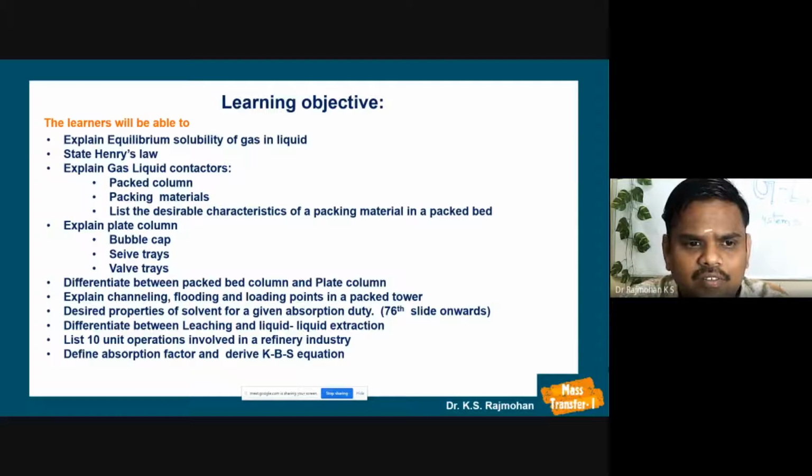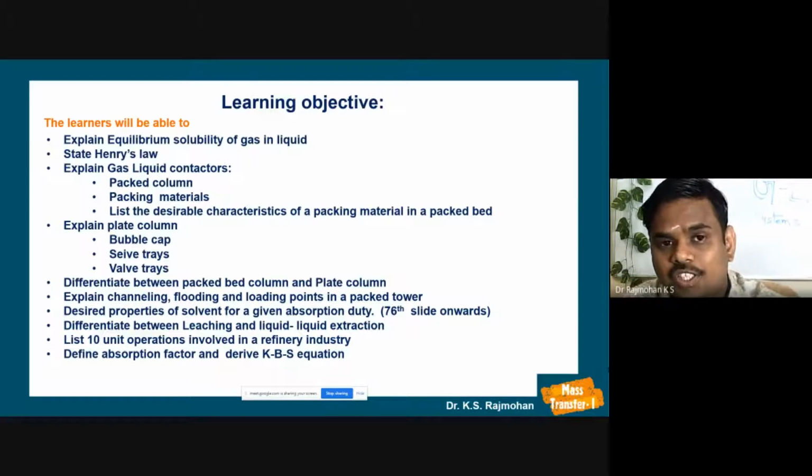Okay, and the learner will be able to explain what is a gas liquid contactor and what is a packed tower, what are the desired characteristics of a packing material in a packed column, and the learners will be able to explain what is plate column, under which they will be able to explain bubble cap columns, sieve tray columns, and valve tray columns. And one should be able to differentiate between packed columns and plate column with respect to various parameters.